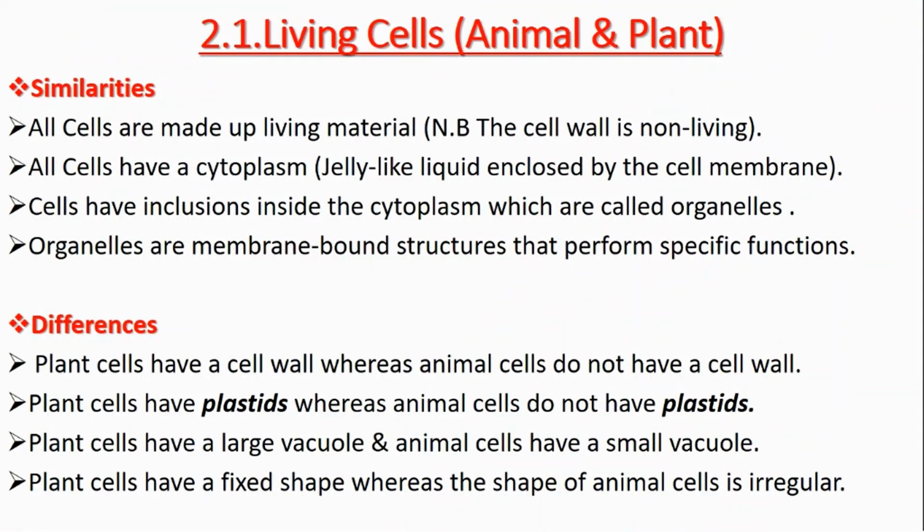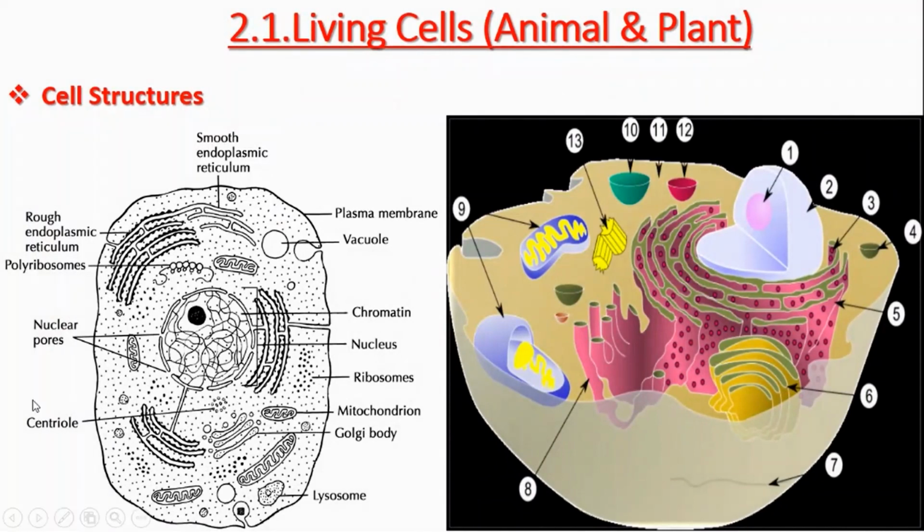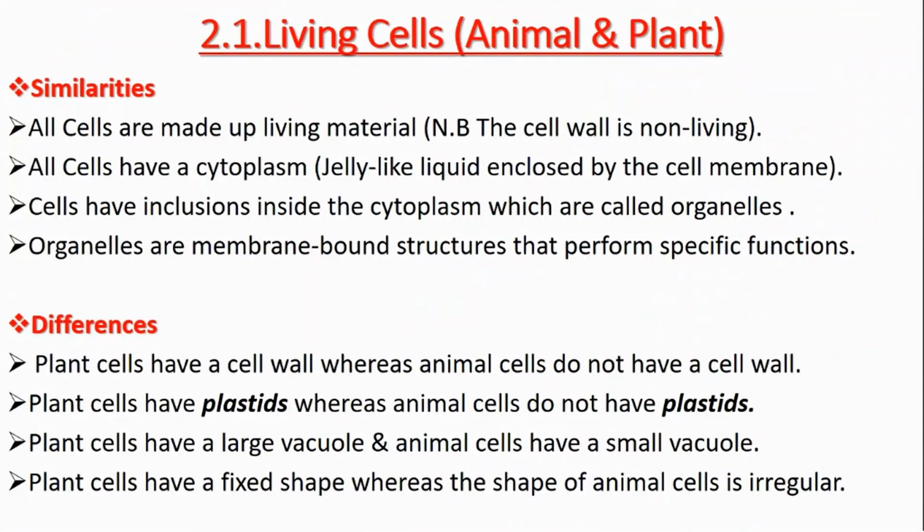Now we look at the differences. As I've said, plant cells have a cell wall, but the animal cells do not have a cell wall. The plant cells have plastids and the animal cells do not have plastids. We'll look at plastids later on in this video. The plant cells have a large vacuole and the animal cells have a small vacuole. There you can see the vacuole right there. It is very small because this is an animal cell. If it were a plant cell, the vacuole would be much larger.